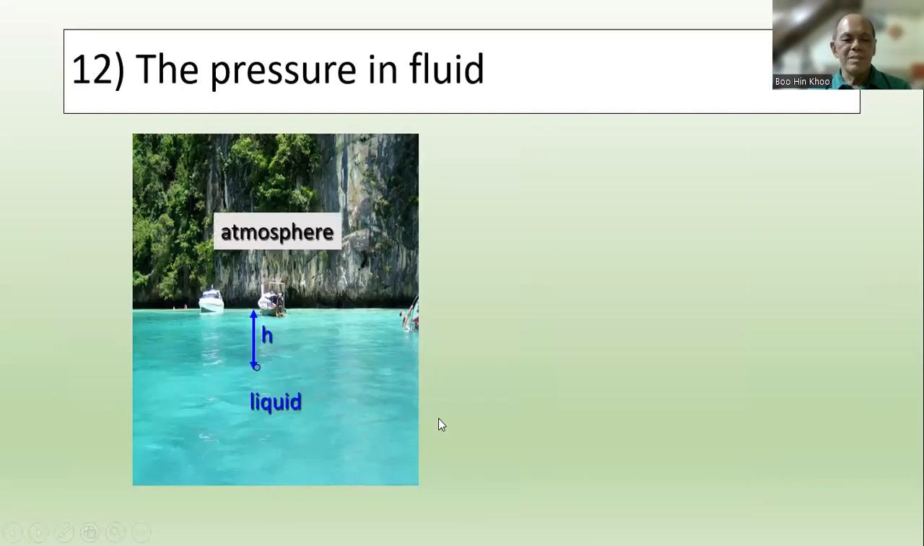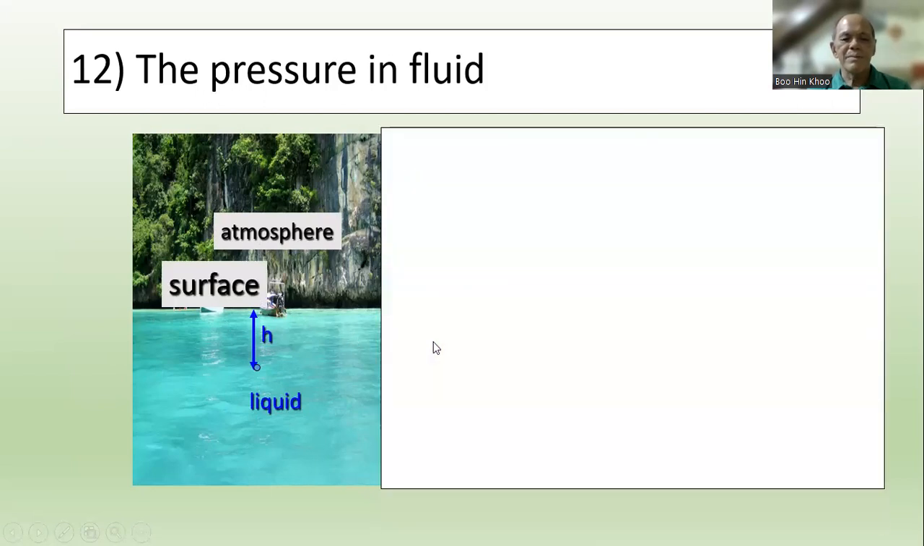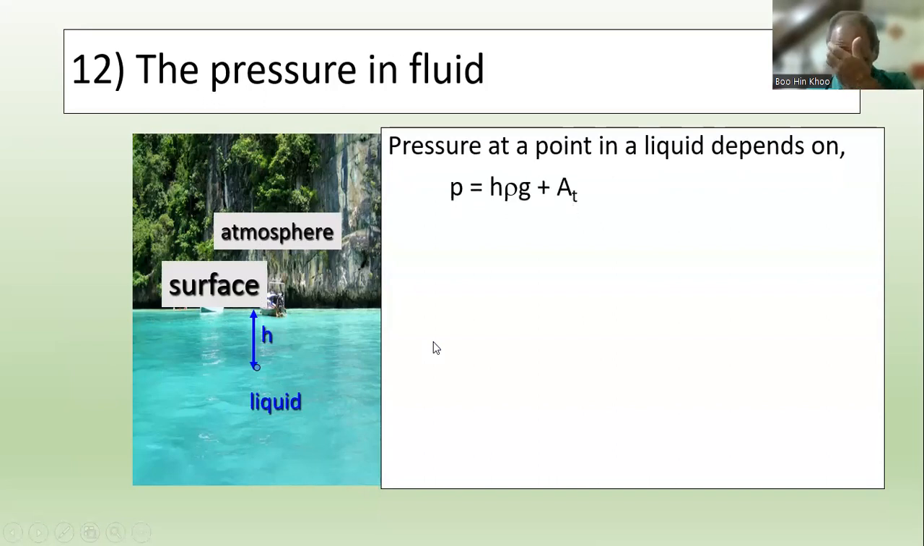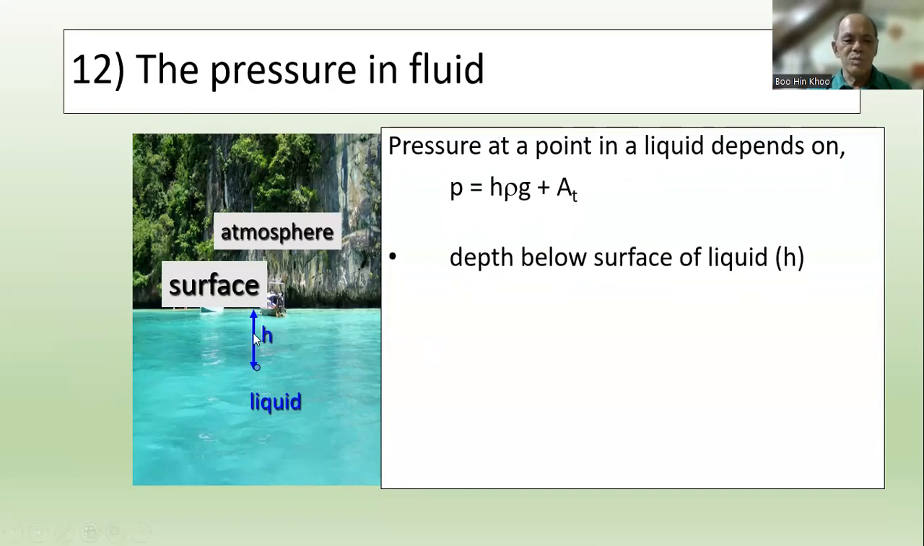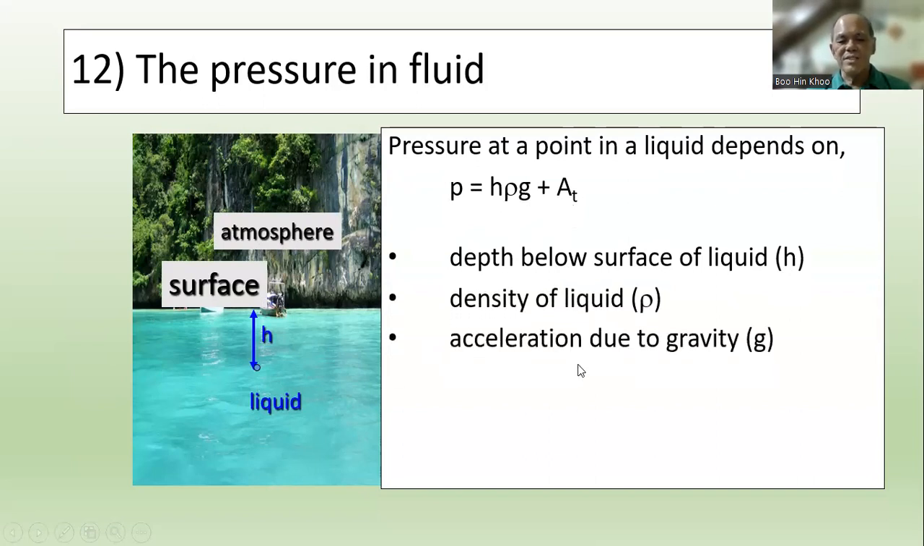Pressure in fluid. That's the atmosphere above, and that's the water. There's a point below the water, at some height below the surface. Pressure at a point in the liquid depends on P equals h rho g. You can use delta h if you want to, meaning change in height or change in depth. h is the depth below the surface of the liquid, rho is the density of the liquid, g is the acceleration due to gravity, plus the atmospheric pressure.